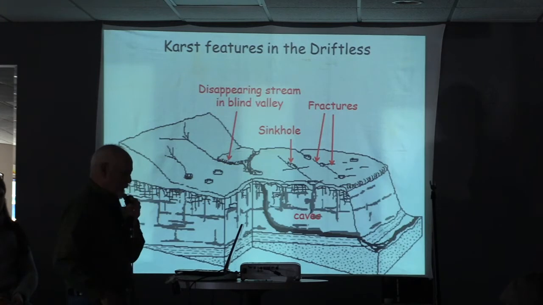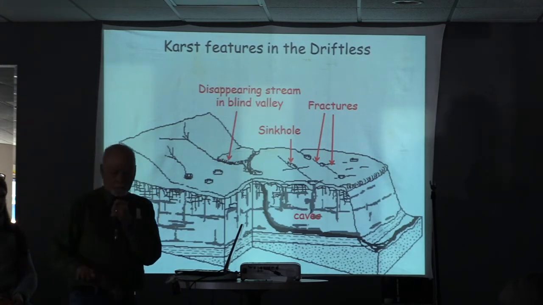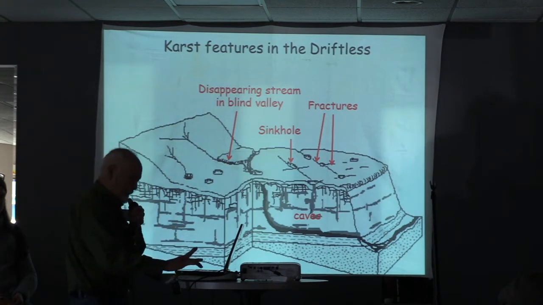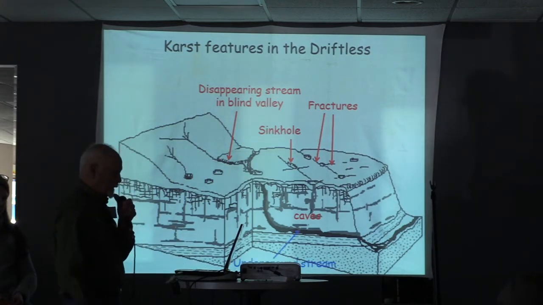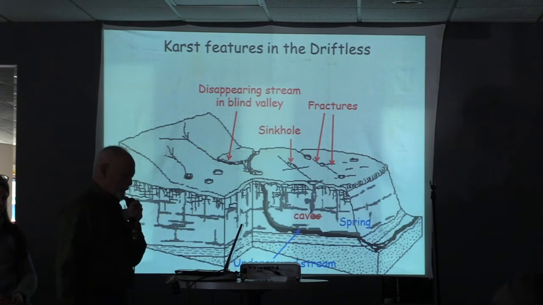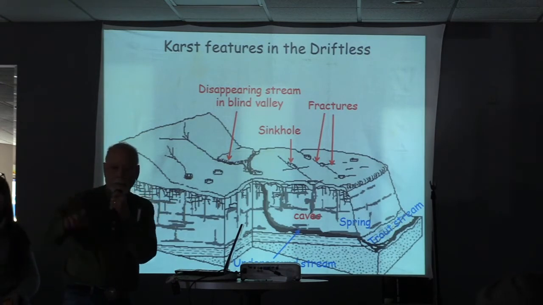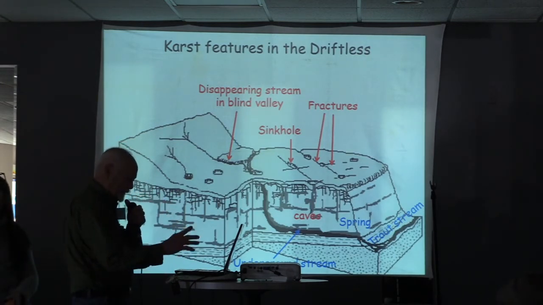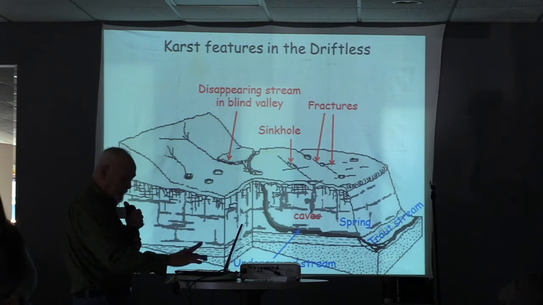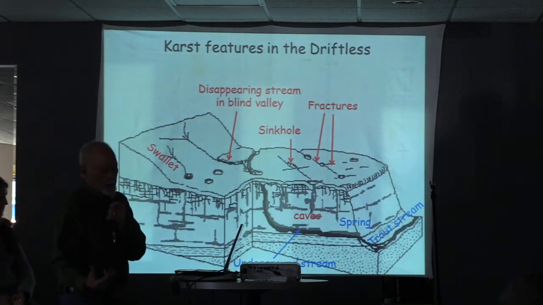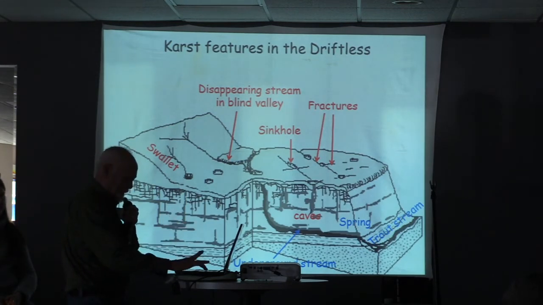You have disappearing streams on the surface. You have a stream and all of a sudden it's gone. Why? Because it went down and formed an underground stream, which eventually will come out as a spring that will feed a trout stream. Are there any trout fishers here? Okay, you can be grateful, because that water is really cold coming out of the ground, and that's what trout want. Here's a swallow, where it swallows water and brings it down into the same thing.